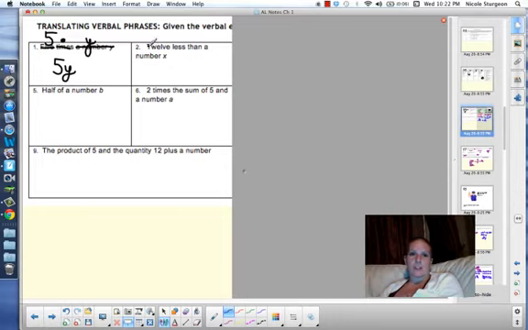Try it again. 12 less than. 12 less than, well, that means I should really subtract 12, right? 12 less than something. So take that something, which in this case is a mystery number, x, and subtract 12 from it. So take x and subtract 12 from it.